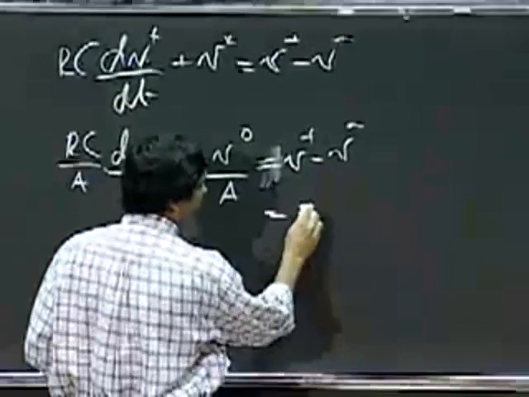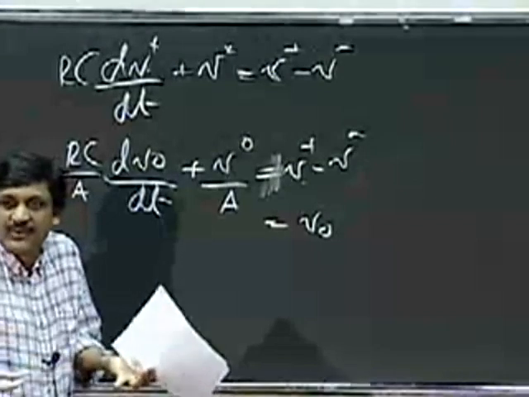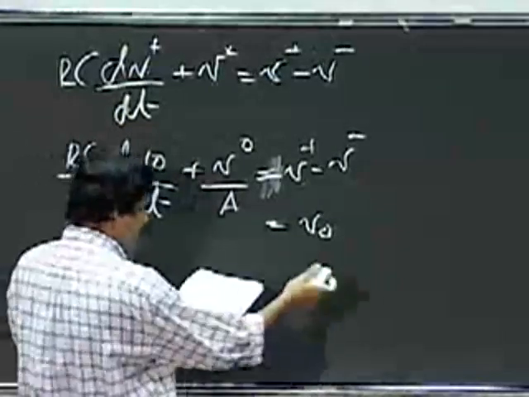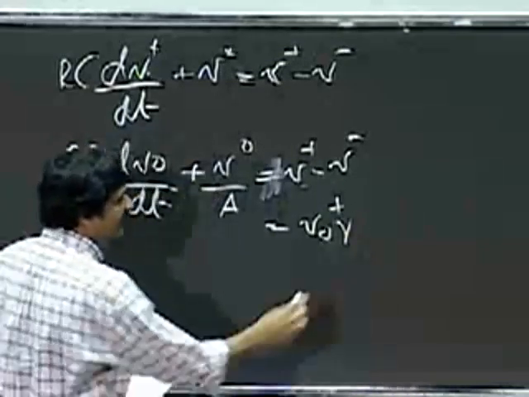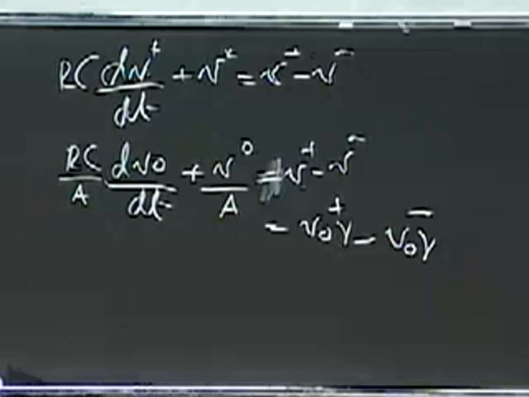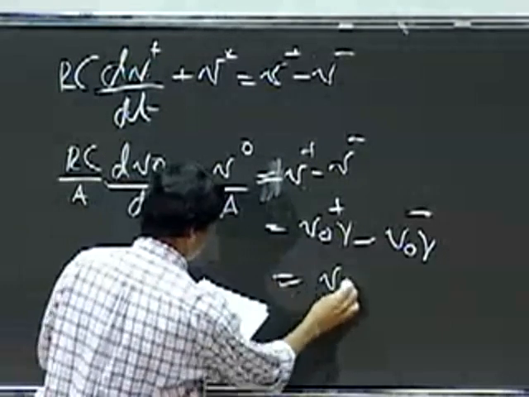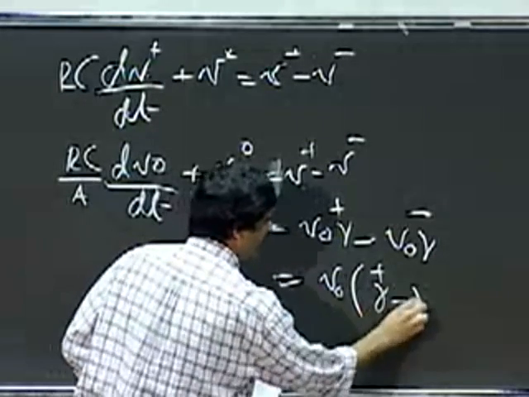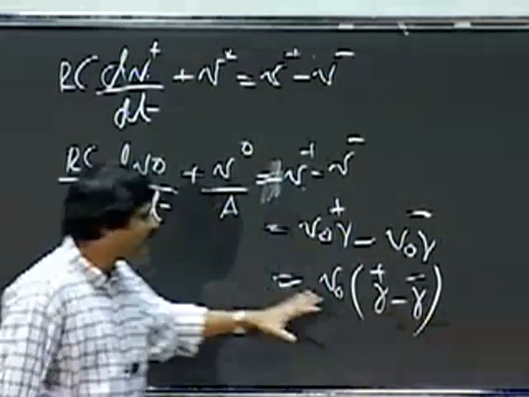So effectively, V plus is some fraction of V naught. That's the best intuitive way of thinking about it. And V minus is some fraction of V naught as well, like so. So I now have an expression in V naught.